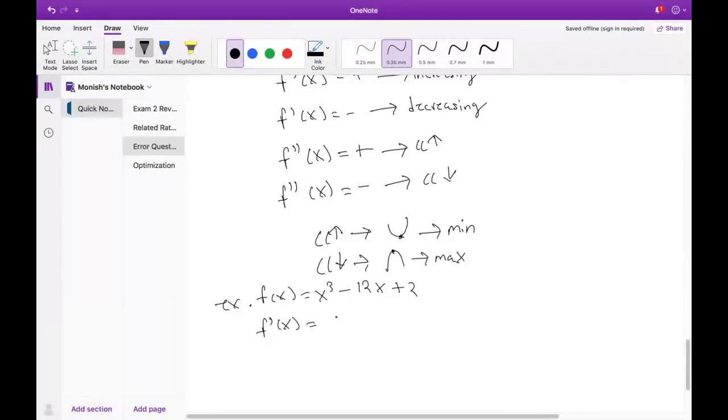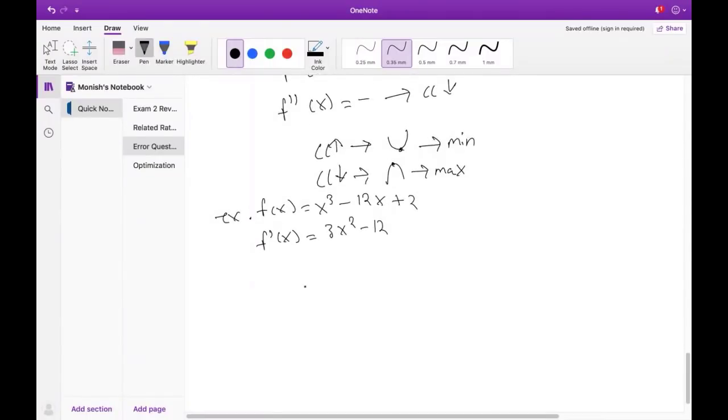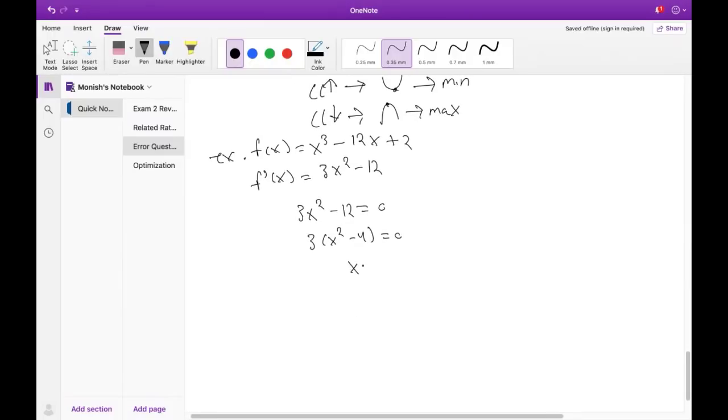So the derivative of this is 3x squared minus 12. We're going to need to find our critical points. So we're going to set our derivative equal to 0. And then I'm going to factor out a 3. So I get x squared minus 4 is equal to 0. And I'll get x equals plus or minus 2.